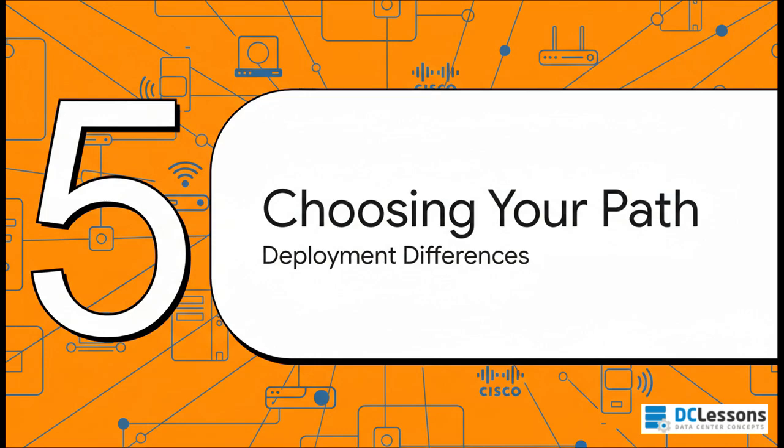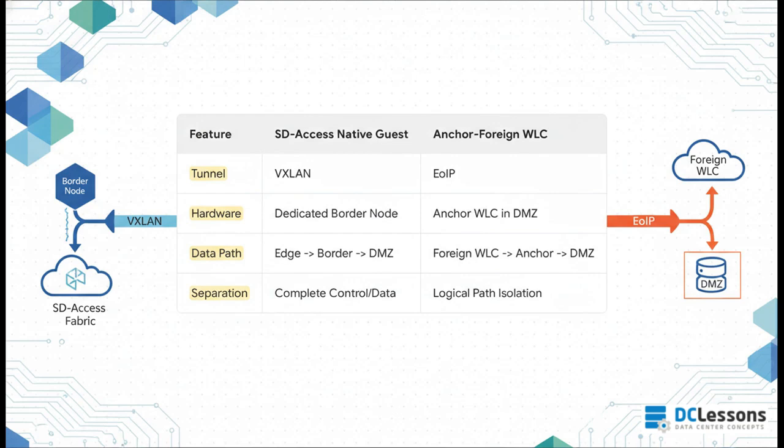Okay, so we've looked at two very powerful options, and we've seen how to automate them. So the big question now is, which model is the right one for you? Let's put them head-to-head to make that decision just a little bit easier. This table really lays it all out for us. You can see the core difference right away, the tunneling technology. It's either the fabric-native VXLAN or the traditional EoIP. That choice then dictates the key piece of hardware you'll need, a dedicated border node for the native model, or that Anchor WLC for the, well, Anchor model. And of course, that changes the data path and ultimately the kind of separation you get. The native model gives you that complete clean slate network separation, while the Anchor model provides that powerful and proven logical isolation.